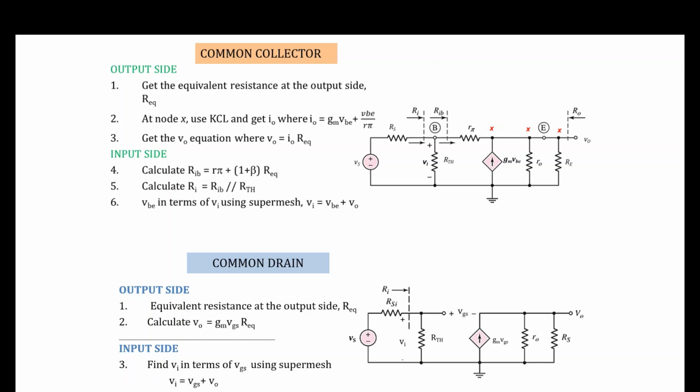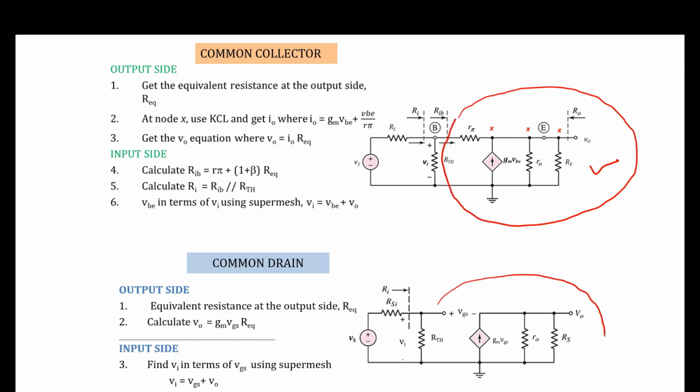Similarly, you are going to rearrange the AC equivalent. So this is the common collector AC equivalent. You can see the rearrangement over here, right? It is similar for your common drain, but the good thing is you don't have to worry about R pi, because there is no R pi in this circuit. The steps here are simplified. You don't have to do step number 2, you don't have to do RIB.